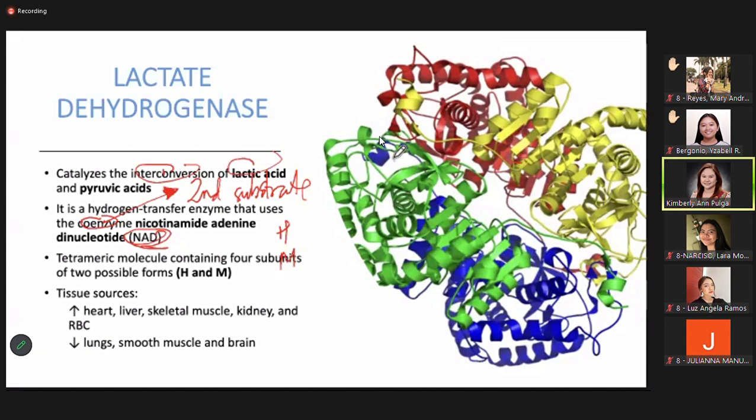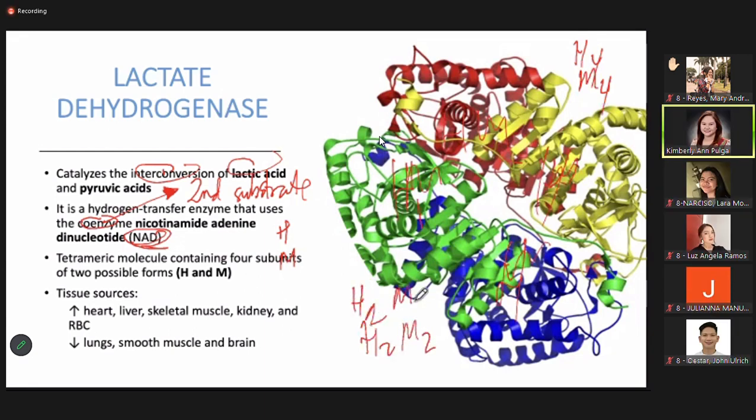So it can be again H, H, H, H, or H4, tama. It can also be M, M, M, M, or M4. Pwede din yung combination, no, H2M2, pwede din H1M3, pwede din H3M1. So, pwede yung mga ganyang forms natin for the lactate dehydrogenase.